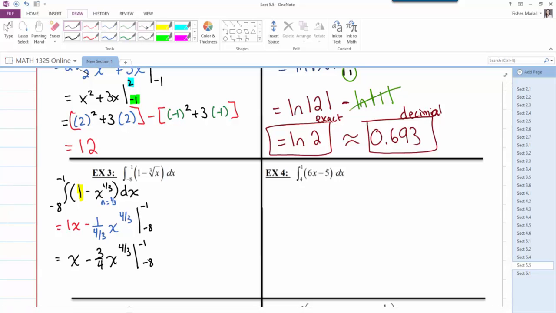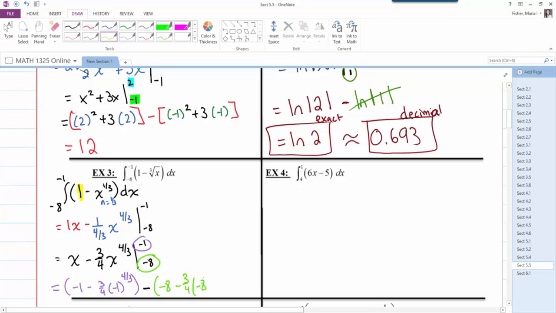So the fundamental theorem of calculus says, all right, start by plugging in your upper limit of integration. So this is going to be -1 minus 3/4 times -1 to the 4/3. And subtract off, plug in your lower limit of integration. So now -8 minus 3/4 times -8 to the 4/3.